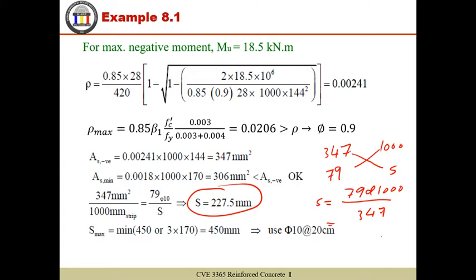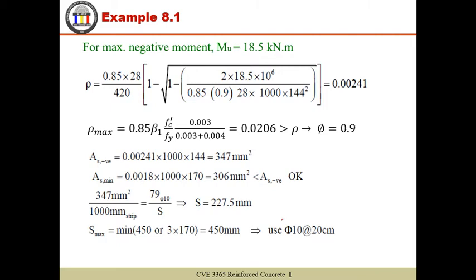Just use 200 millimeter or 20 centimeter. So we will say use phi 10 at 20 centimeters. Yes, just be careful. This spacing should be smaller than the smallest of these two values. The smallest of these two is 450 millimeters. This is 20. It is smaller than 450. That means everything is okay.